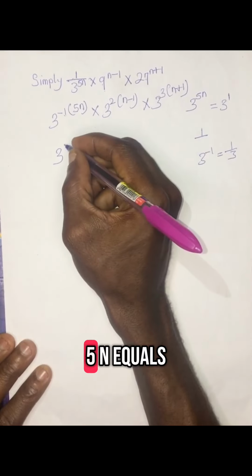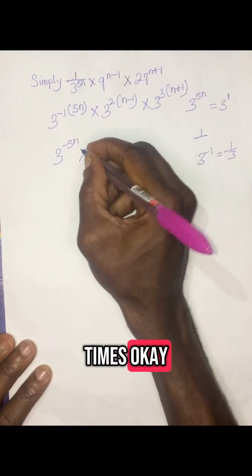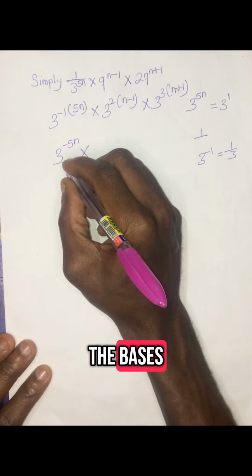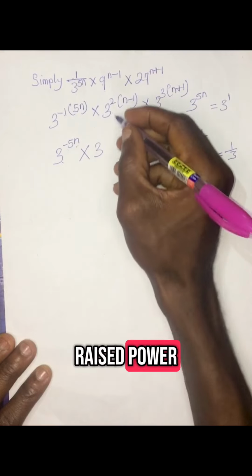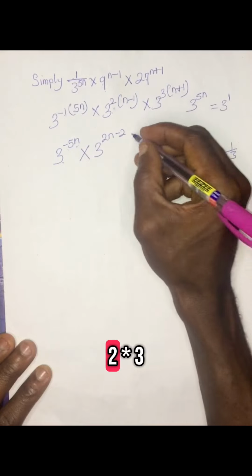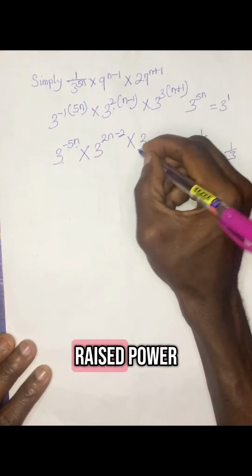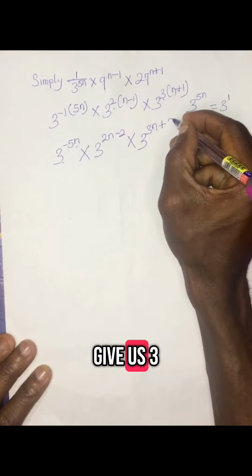Minus 1 times 5n gives us minus 5n. Before we pick one of the bases, let us multiply out first. This one will give us 3 raised to the power 2 times n, which is 2n, and 2 times minus 1 is minus 2. Times 3 raised to the power 3 times n gives us 3n, and 3 times 1 gives us 3.